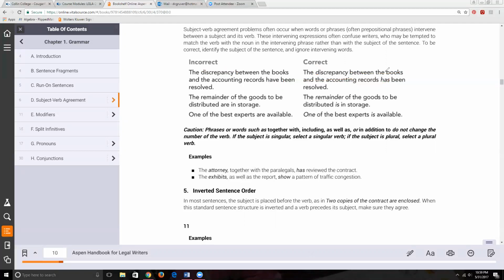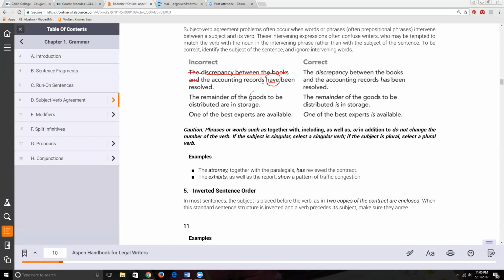The discrepancy between the books and the accounting records has been resolved. But let's imagine that this were our sentence. It doesn't really make sense, but let's imagine this were our sentence. The accounting records have been resolved. Well, that's a good sentence. We ought to have "have" if records is our subject, because records is plural and have is plural. They have. So that's why we find this maybe a little bit compelling.